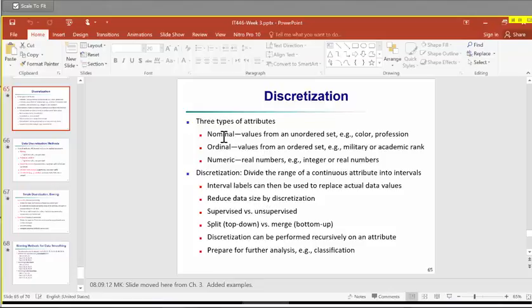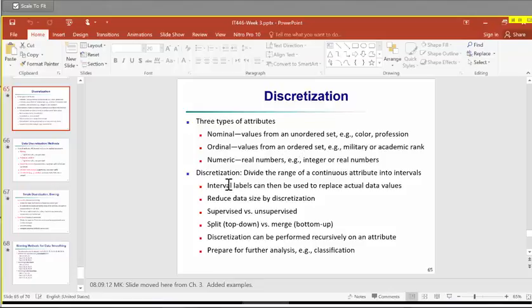So nominal attribute values are from an unordered set, for example, color and profession. We have discussed this in the previous lectures. Ordinal values are from an ordered set, as the name ordinal suggests, and numeric contains real numbers, for example, in the form of integers or any numbers. Okay, so discretization means that we divide the range of a continuous attribute into some equal intervals or into some equal samples.